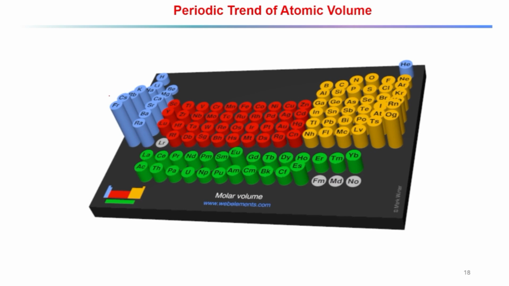You can see atomic volume is higher on this side, and as we go from left to right, it is actually flat or zero. And again, if we go more right, it is again increasing. So the atomic volume, first it is decreasing, then it is almost similar in this range, and then again it is increasing.